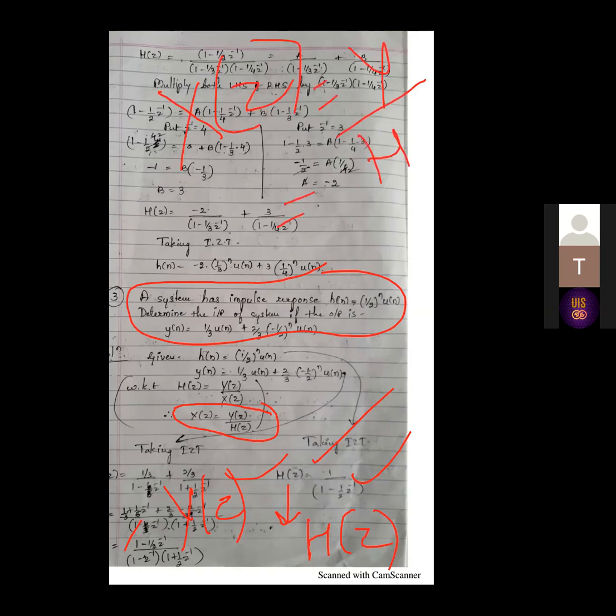Once you get this, you will get some numerator by denominator. Then go for application of partial fractions. You will get two brackets. Then after getting this, you can just try out finding the inverse Z transform.